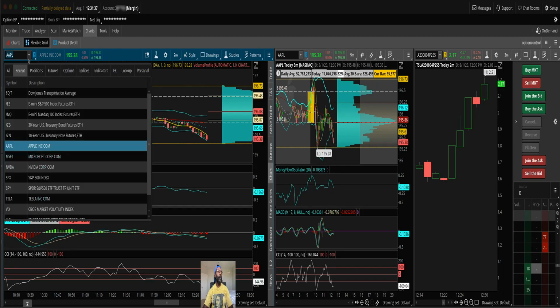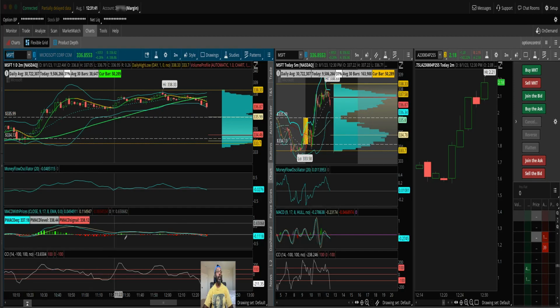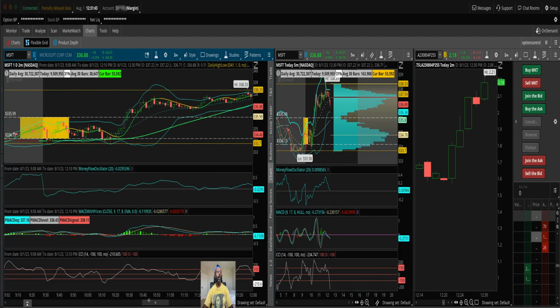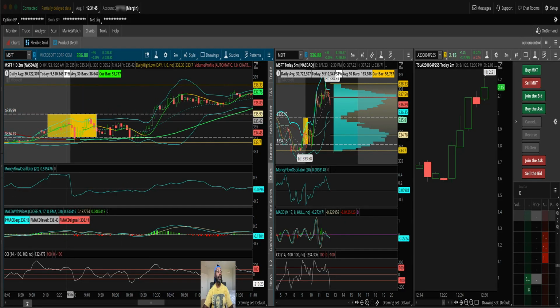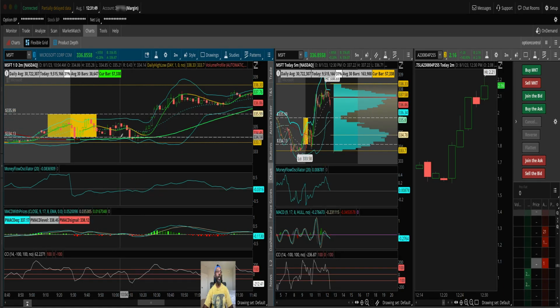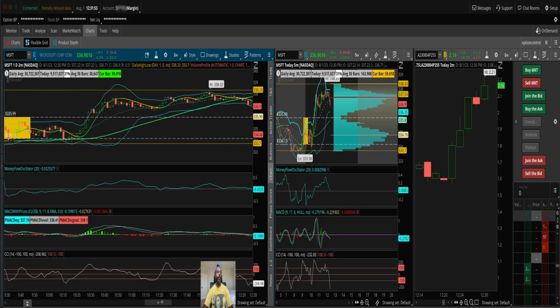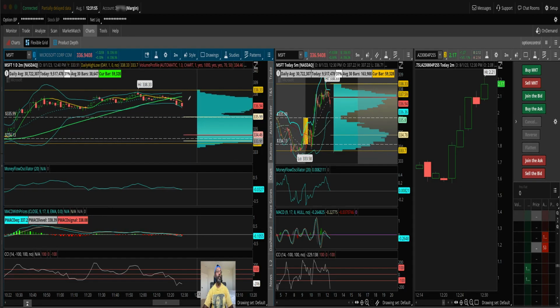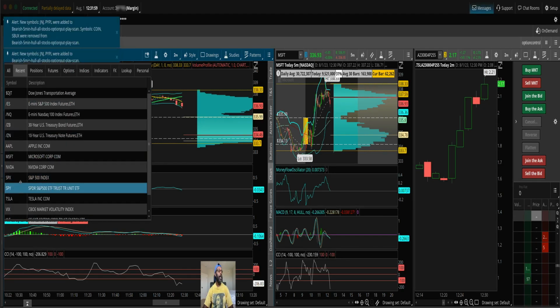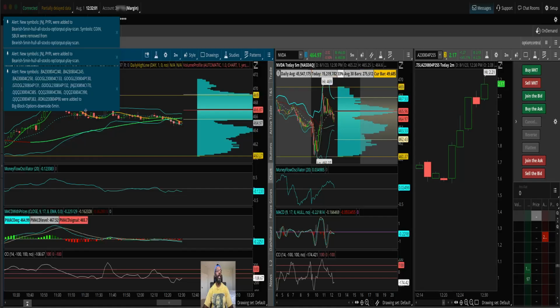And then I got Microsoft all tagged out. Microsoft right there, that's the box. Tons of consolidation, trading in that range, broke out. And then it's just sitting there. And then we got NVIDIA here.